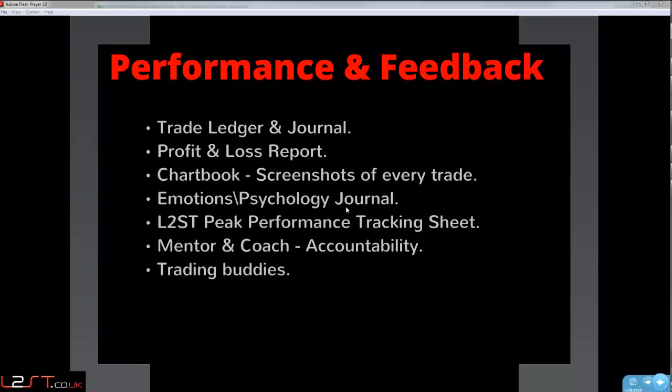Keep an emotions and psychology journal. I recommend that you get an account with Evernote. I think that's what it's called. If you have an iPhone or a similar smartphone, you can fill it in by downloading the app. Or something similar, it doesn't have to be that. But I know Evernote is free, and it's really, really good.